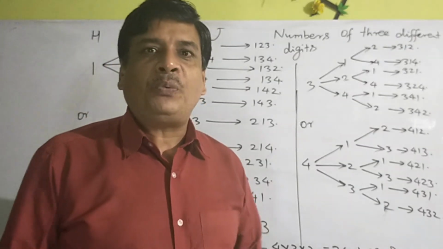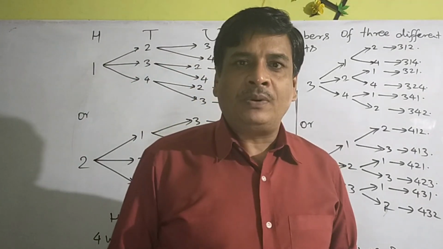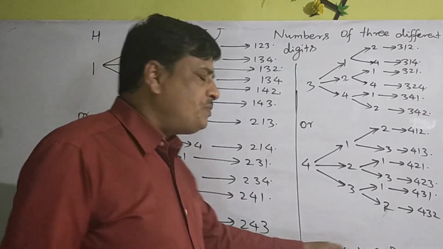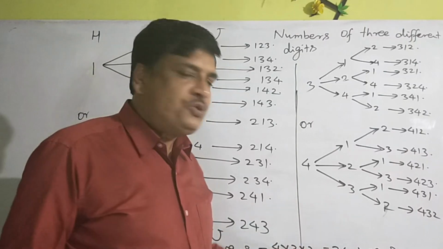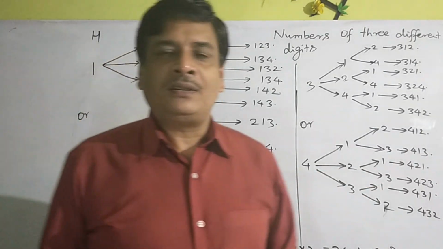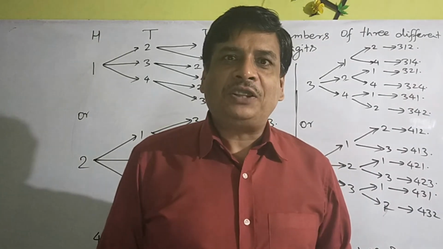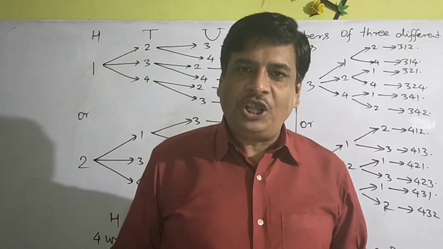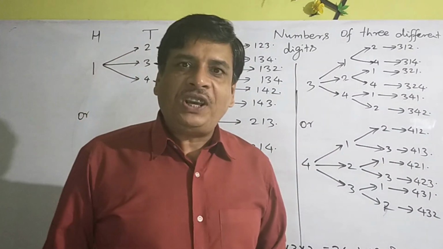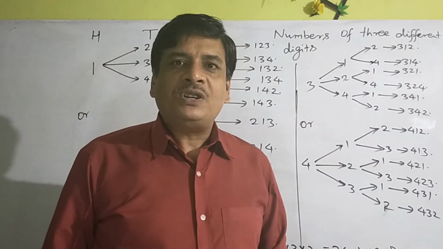Then the total number of ways by which the numbers of 3 different digits are possible to form is the product of these 3. Their product is 24, and we have just shown these are the 24 numbers. These numbers are of 3 different digits. So in this way, by using addition and multiplication principle, we can solve such questions.